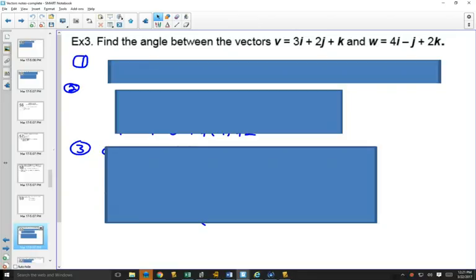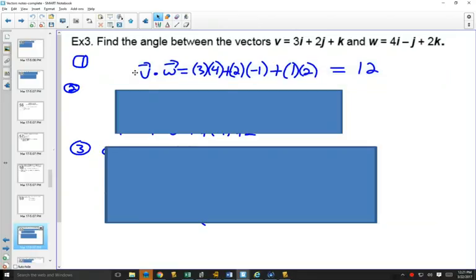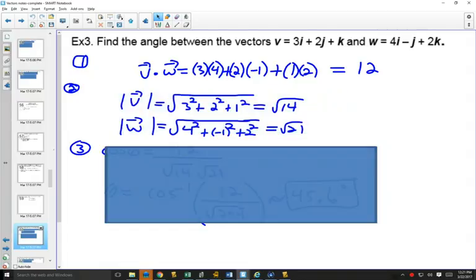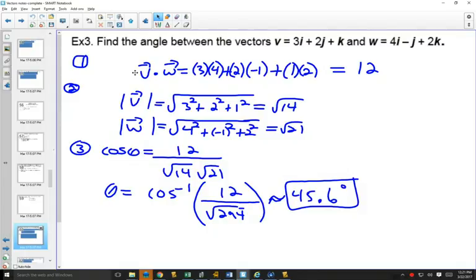All right, how did you do? I got some calculations separate here. Here's my dot product. When I put it together, I got 12. Here are my lengths. And so cos of theta will be 12 over the square root of 14 times the square root of 21. When you do cos inverse of that, you're going to get 45.6 to 3 sig figs.